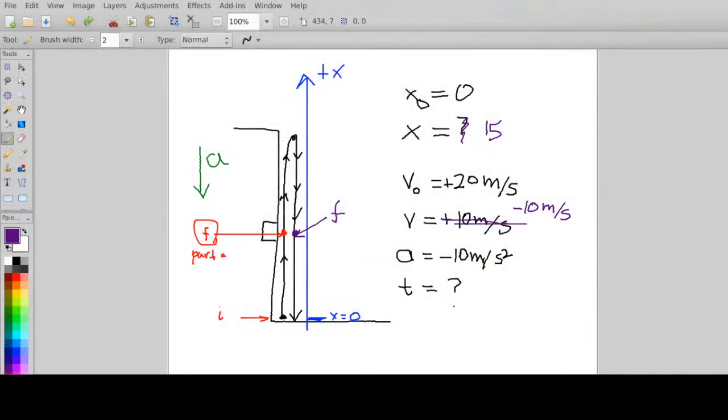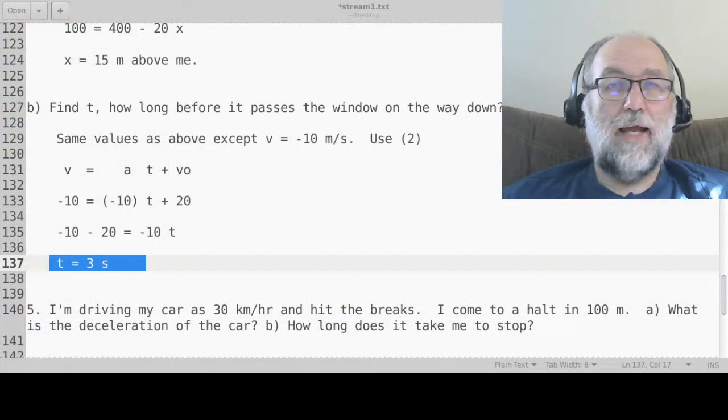Let me just demonstrate that for you. So it starts down here. Let me use red, I guess. Starts down here, and tick, tick, tick, tick, eventually gets up here. It hasn't quite reached 3 seconds yet. And then by the time it gets to that final point right there, that's 3 seconds. So it passes the window on the way down after 3 seconds. All right, so that answers that question.